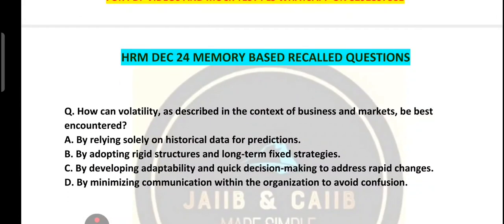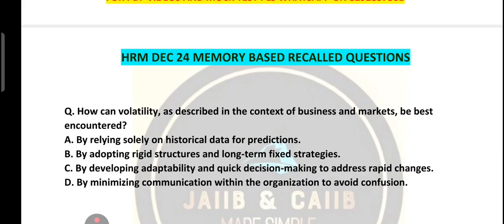How can volatility, as described in the context of business and market, be best countered? Option A, by relying solely on historical data for prediction. Option B, by adopting rigid structure and long-term fixed strategy. Option C, by developing adaptability and quick decision making. Option D, by minimizing communication within the organization. Let's look at option A. So basically, by relying solely on historical data for prediction.